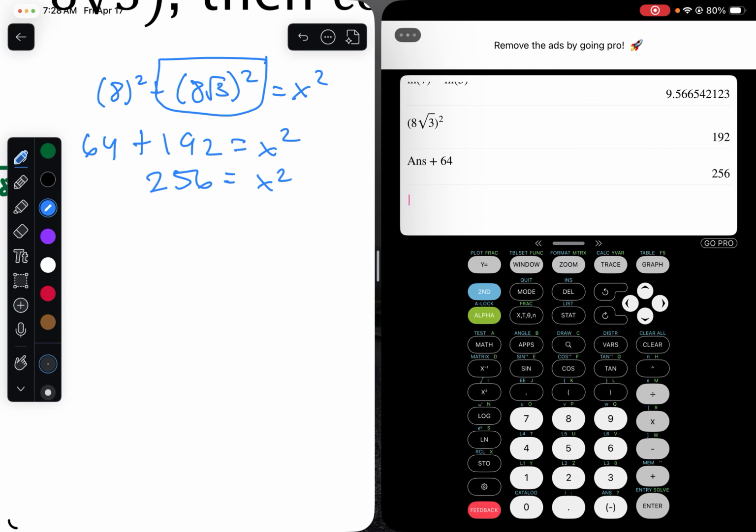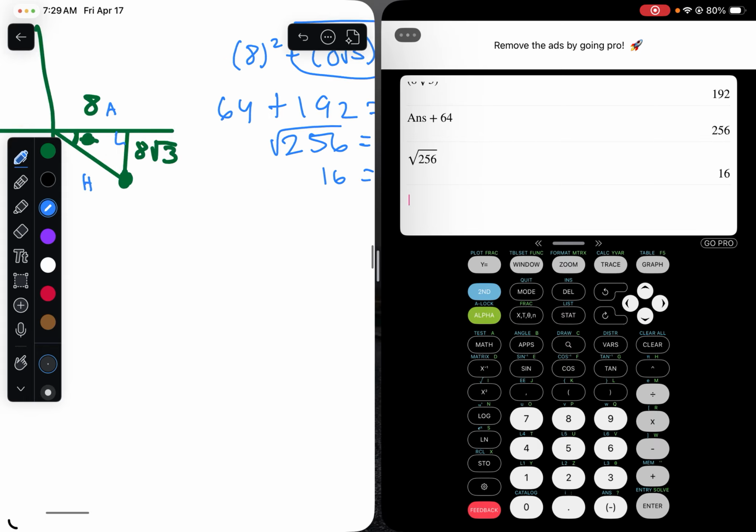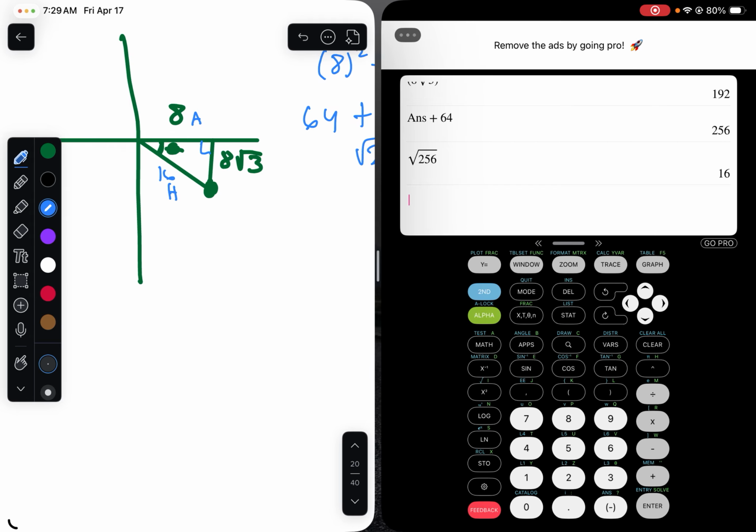So what I can do now is just square root both sides. Now this is a perfect square. You always want to check to see if it's a perfect square. If it's not a perfect square, then you're going to have to simplify the radical by using perfect squares. But in this case, it is a perfect square, so it makes our lives nice and easy. And our hypotenuse here is going to be 16.